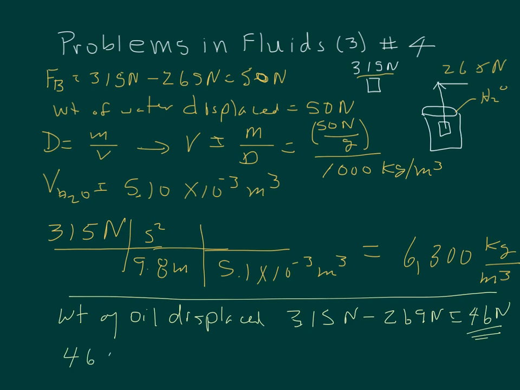The mass of the oil then would be 46 newtons divided by g. That would tell me the mass of the oil. The volume of the object hasn't changed. So the volume of oil that's displaced is the same as the volume we encountered before, which is 5.1 times 10 to the minus 3 cubic meters. Therefore, the density of the oil is 920 kilograms per cubic meter.